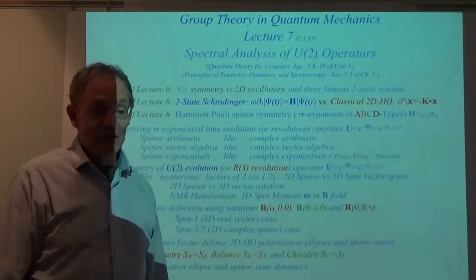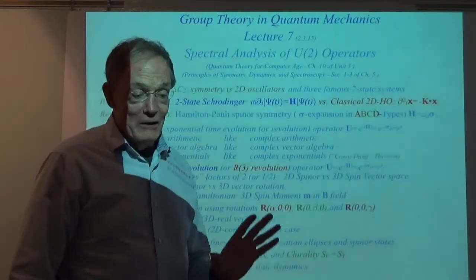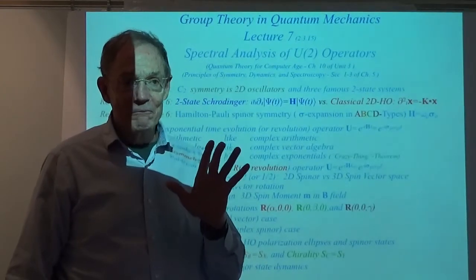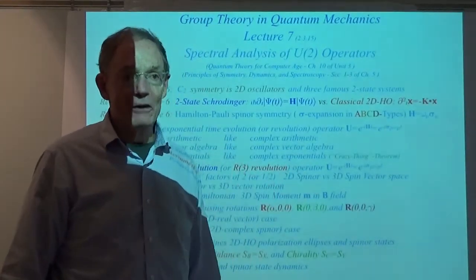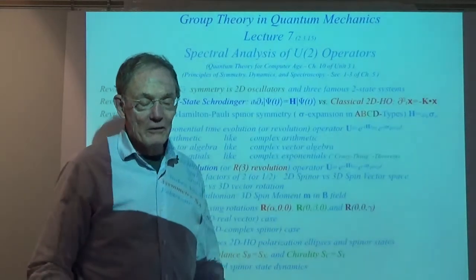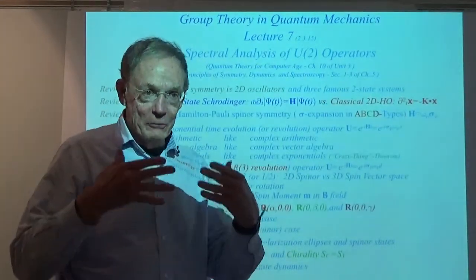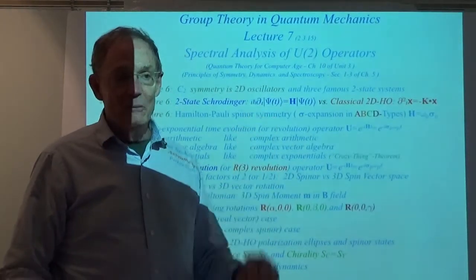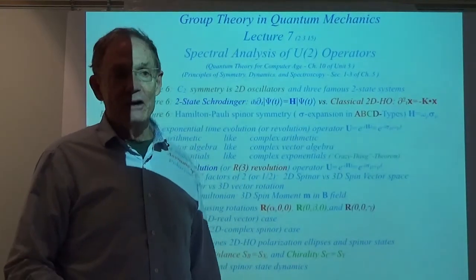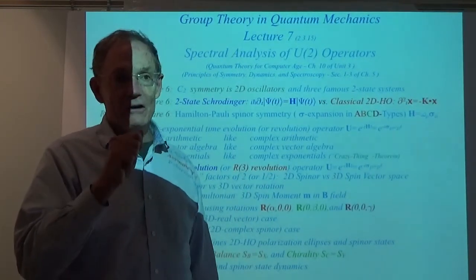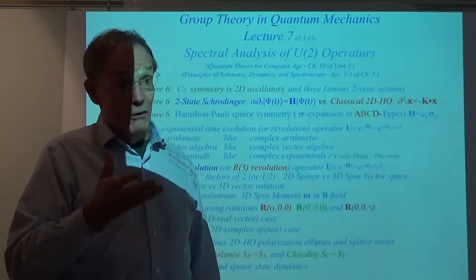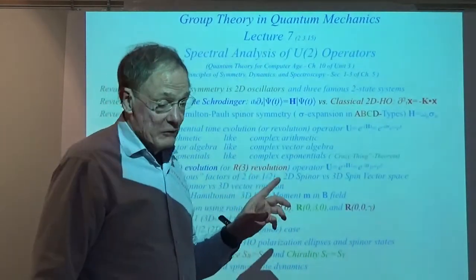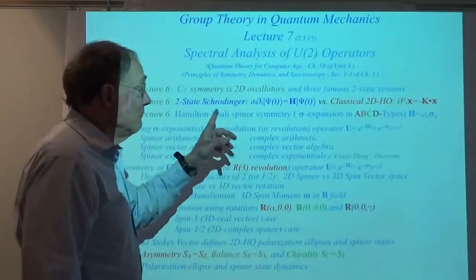Okay, lecture 7 is the analysis of the coordinates of a really important group, which is U2, unitary in 2 complex dimensions. It's the one that we've been talking about that does polarization for both light and electrons, but also handles the quantum mechanics of any two-state Schrödinger system. And we'll be going over that again.